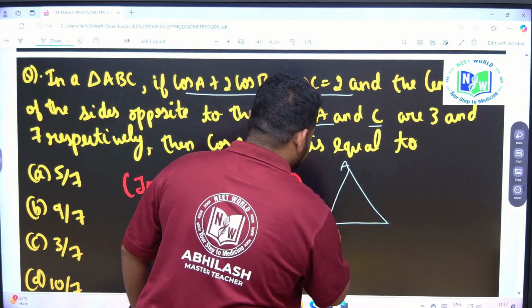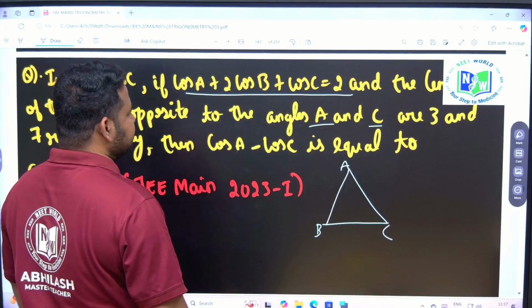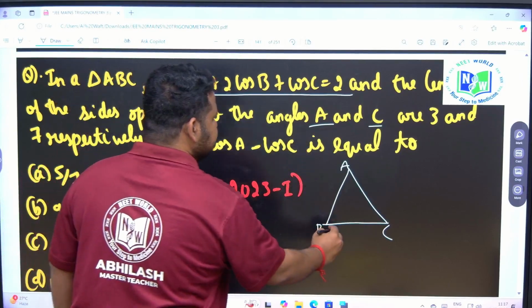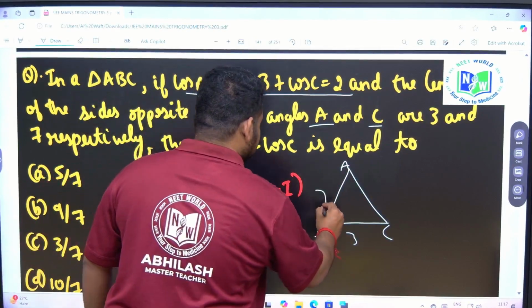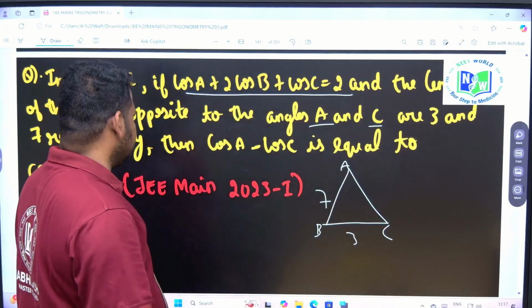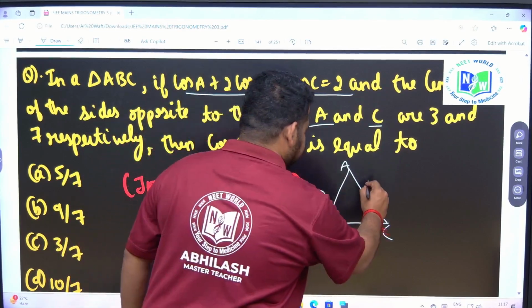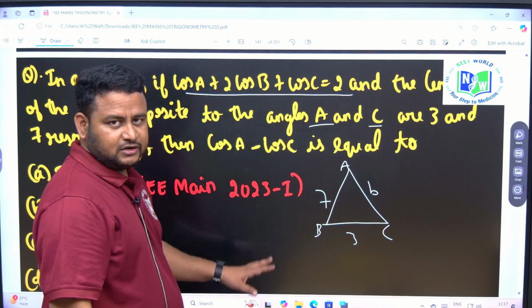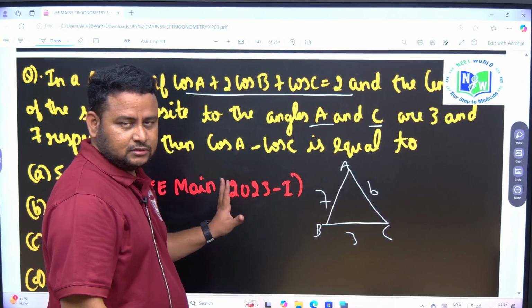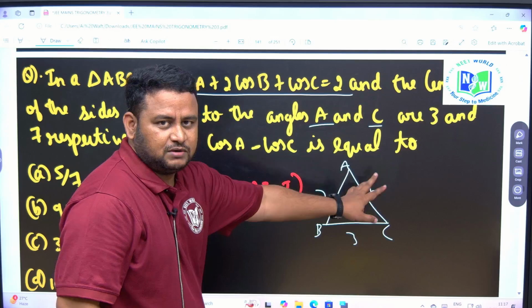A, B, C. The lengths of the sides opposite to the angles A and C: opposite to A is 3 and opposite to C is 7 respectively. Then cos A minus cos C is equal to what? Opposite to B is small b. They have not told us it is a right angle triangle, so you cannot use Pythagoras theorem here, it is just a triangle. Don't forget that.